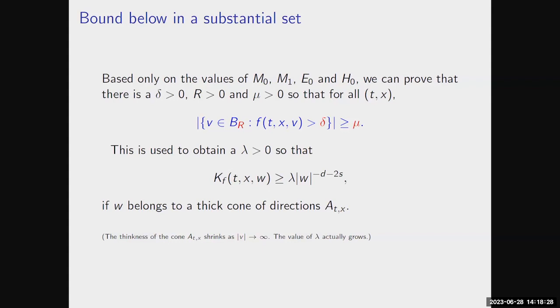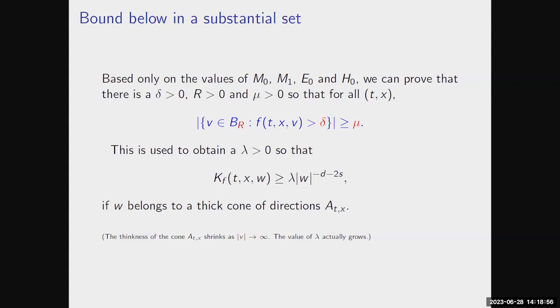The mass is bounded below, so there has to be some mass somewhere. The energy is bounded above, so the mass cannot be too far away from the origin. So that's how you determine that ball. There is a ball where there is a lot of mass, right? But the entropy is bounded above, and that tells you that the mass cannot concentrate too much. And that's how you get a set of positive measure where the function is bounded below, right?